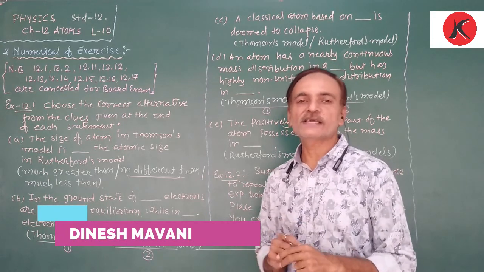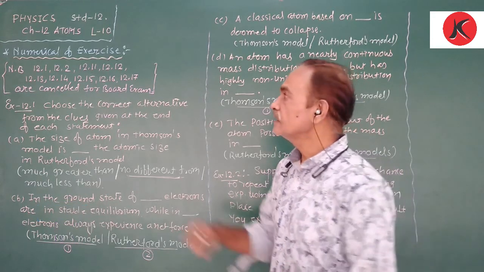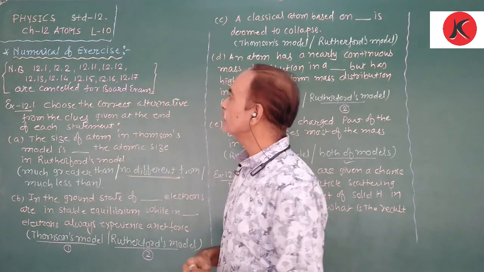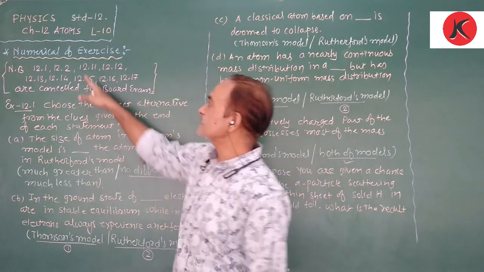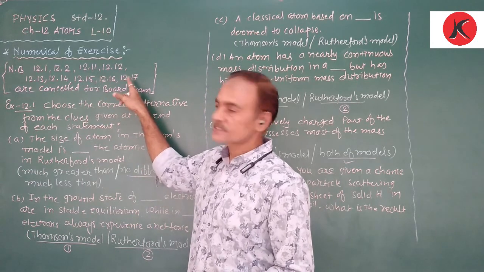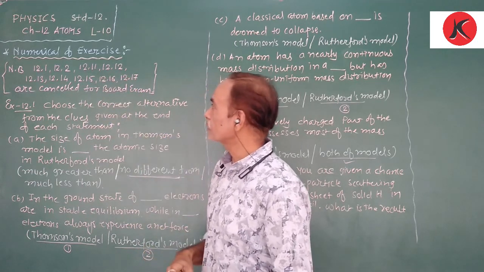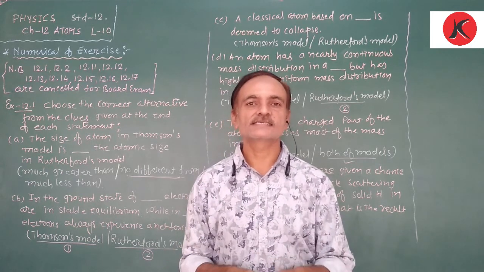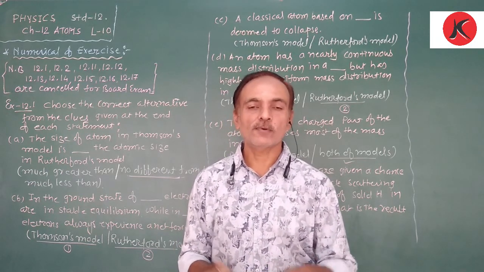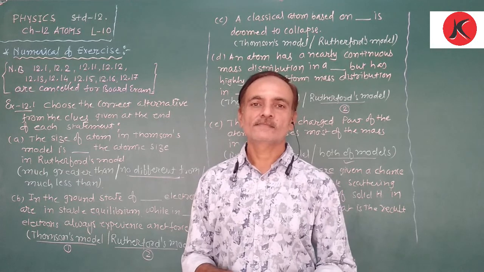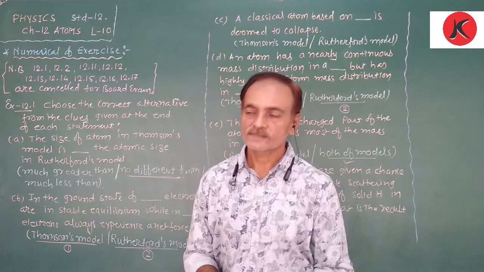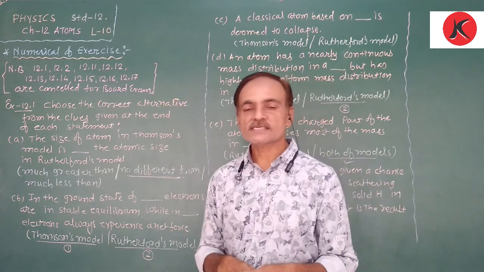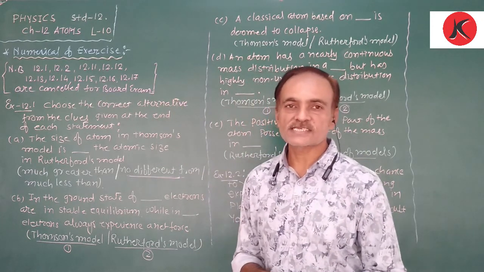Before starting the numerical of exercise, keep in mind that numerical of exercise 12.1, 12.2 and additional exercise 12.11 to 12.17. That means the total additional exercise is cancelled for only board exam. Right? Okay. Now we consider the first numerical of exercise 12.1.